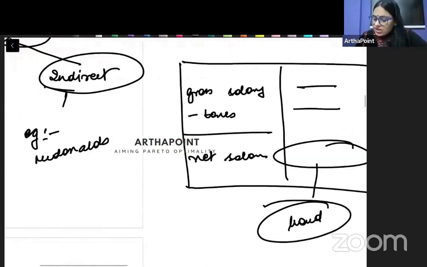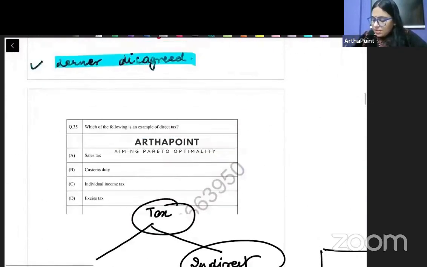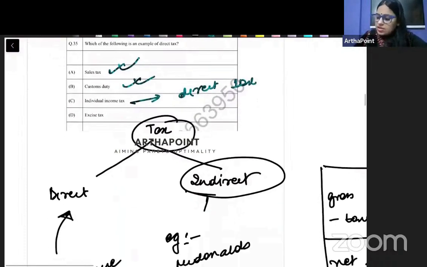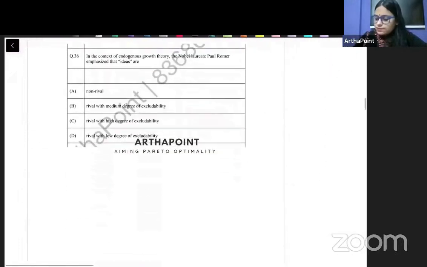So what is an indirect tax? यहाँ पे अगर हम example में देखें, sales tax indirect tax होता है, right? Custom duty indirect tax होता है. Income tax direct tax. So which is an example of direct tax? The correct answer to this question will be C. It is an example of direct tax, right? Okay, beta, come to the next question.